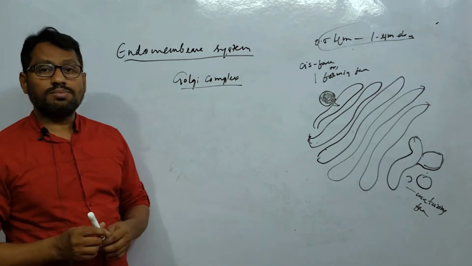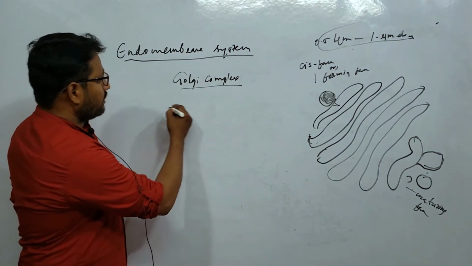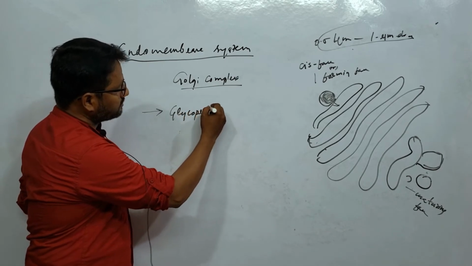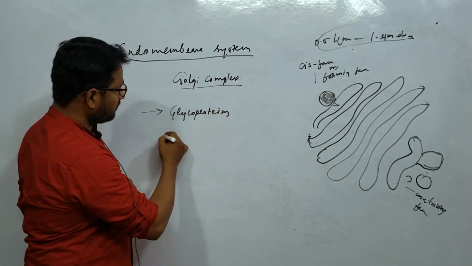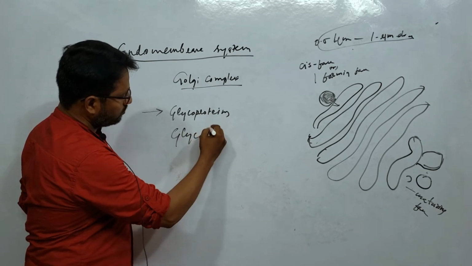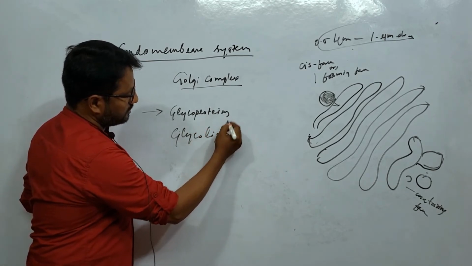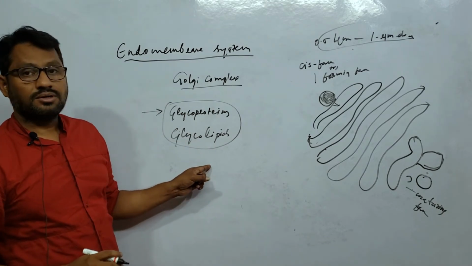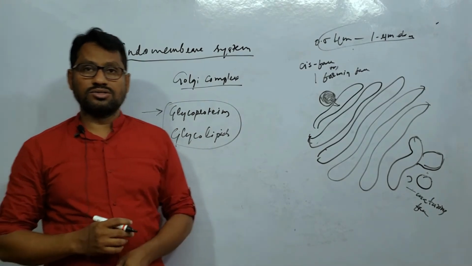The Golgi complex is also an important site for the formation of glycoproteins and glycolipids. So glycoproteins and glycolipids are synthesized in the Golgi complex.